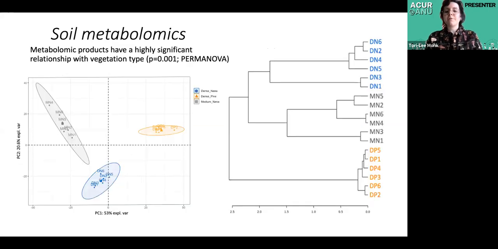Moving on to metabolomics. We see this great similarity in trends, the highly significant relationship between metabolome and vegetation type this time. The principal component analysis shown on the bottom left shows incredible clustering of vegetation types. This is shown most clearly though on the right here, picturing a dendrogram, showing vegetation types contain distinct metabolomes.